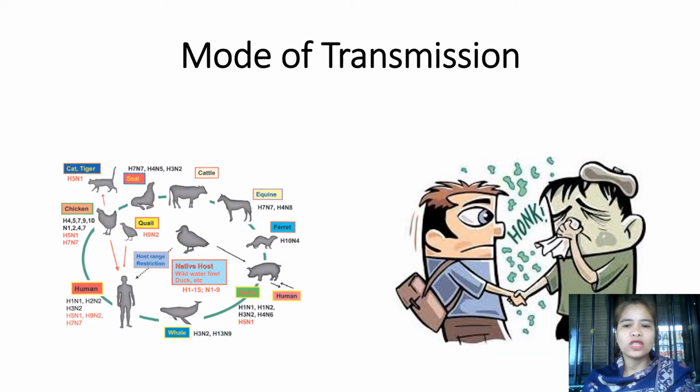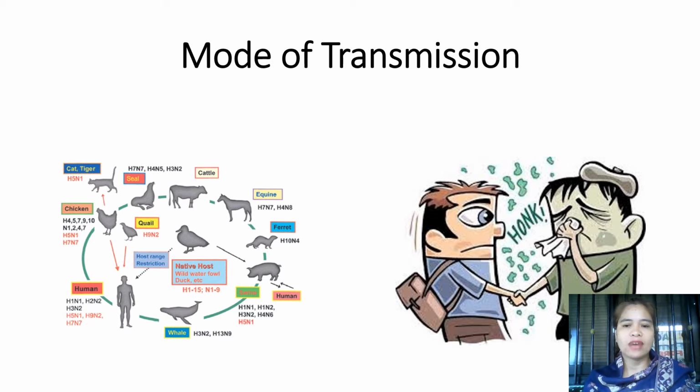The mode of transmission for influenza: there are animal sources that can be potential reservoirs that may transmit the microorganisms from the poultry and their products down to humans, infecting them. And there is also a possibility that it can be transmitted from person to person as well.